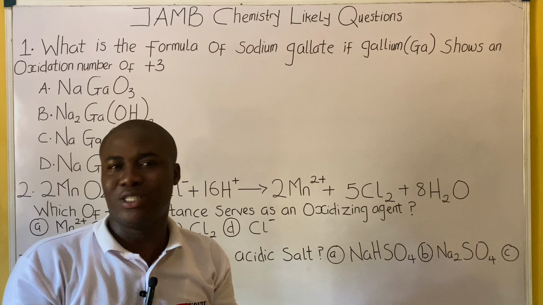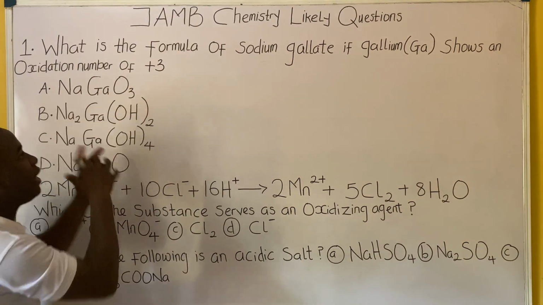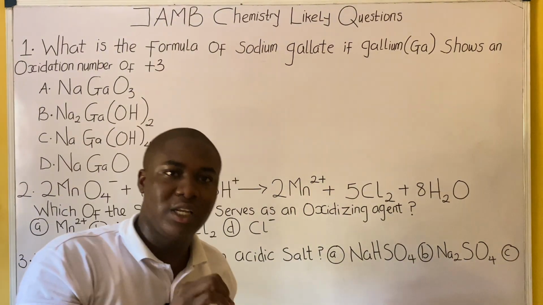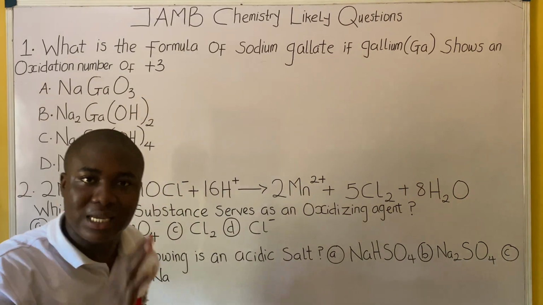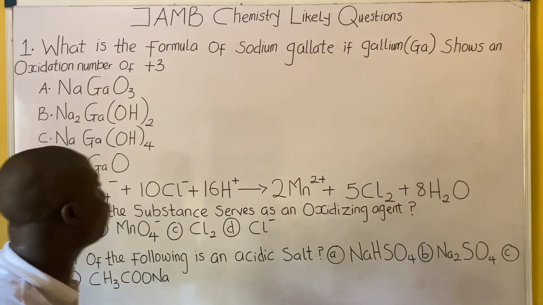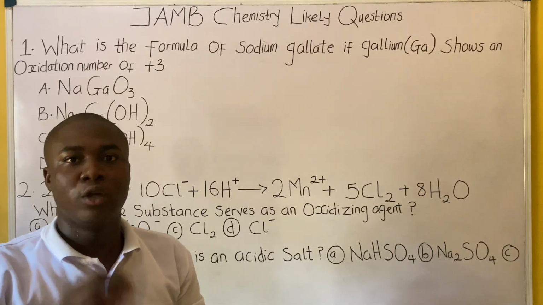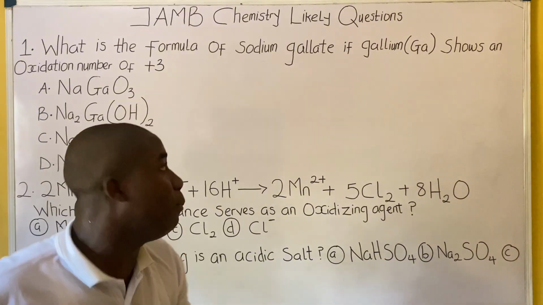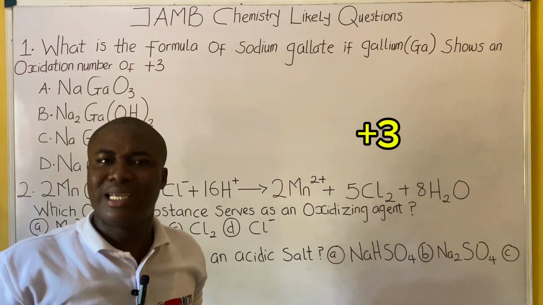So what they are actually asking us to look out for, because all of these are compounds, any of them here can be sodium gallate. I don't know yet. At the end of solving this question, we will know specifically the one that is sodium gallate in this option. Are you there? And how do we know the one that is sodium gallate? We have to check specifically for gallium to know the compound to which the oxidation number of gallium will be +3 as shown in the question.